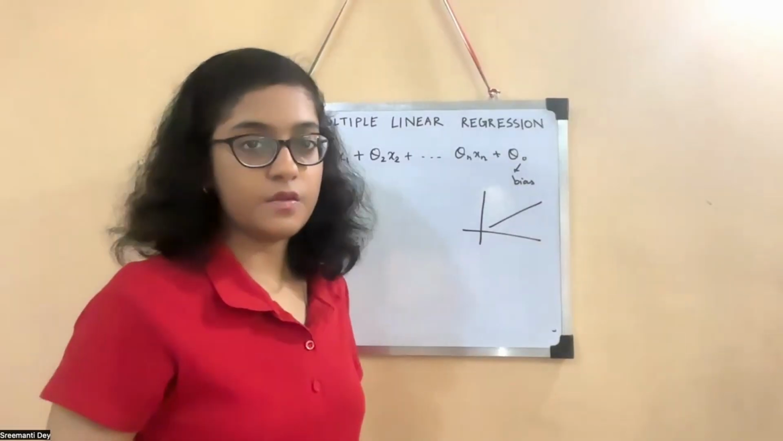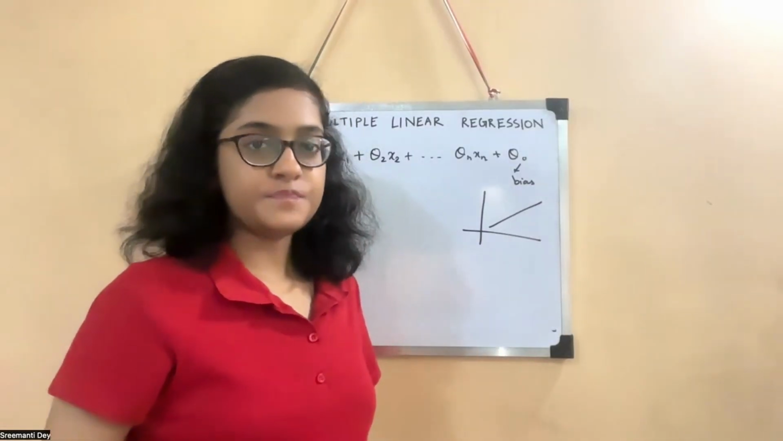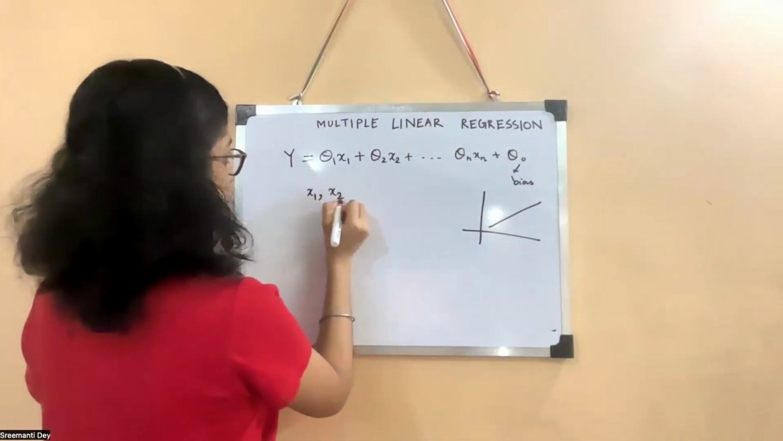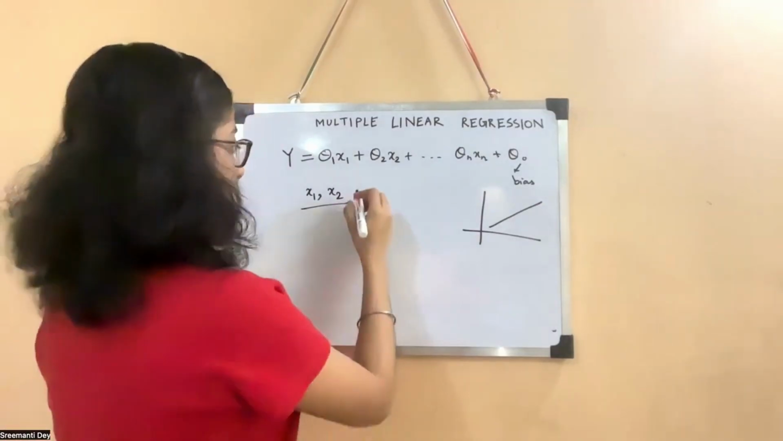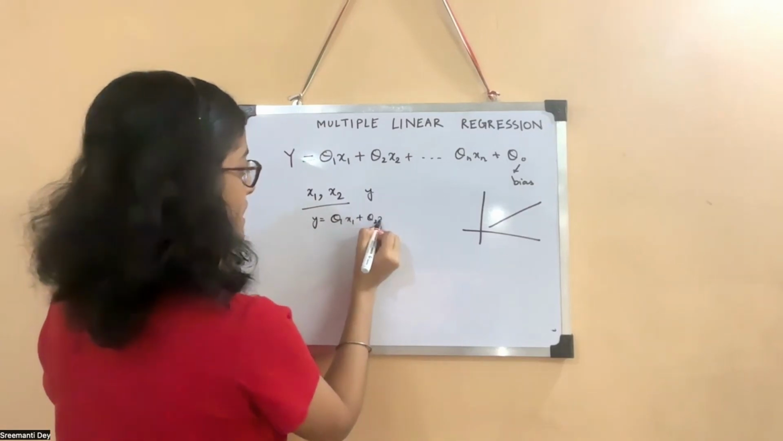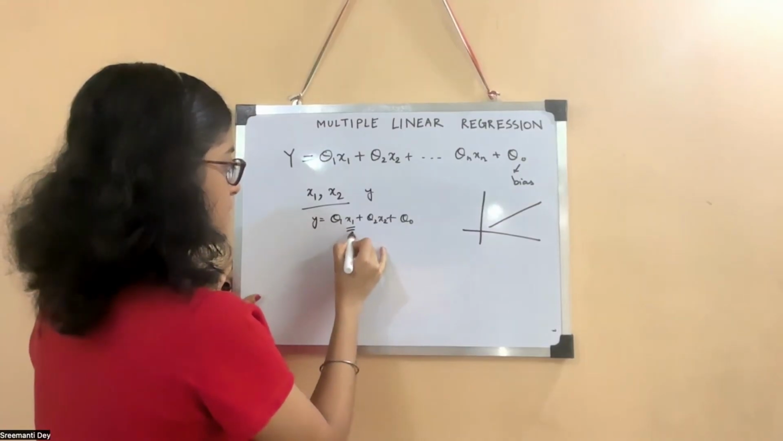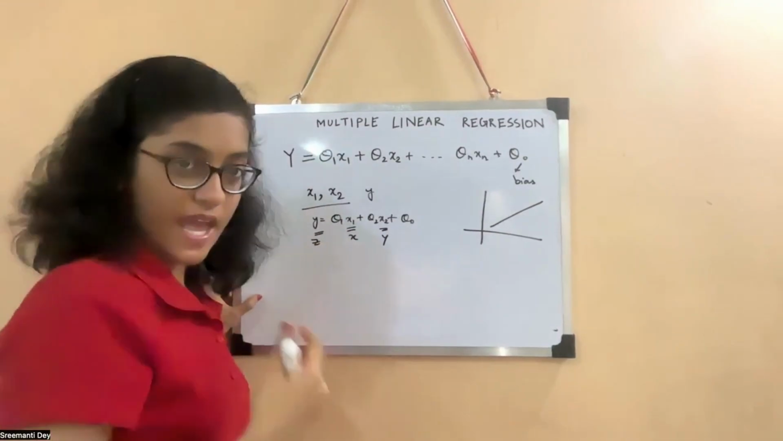This would be a line, y equals mx plus c or ax plus b. Now, if it's multiple, suppose we have x1 and x2, right? And we have y. So y would be theta 1 x1 plus theta 2 x2 plus theta 0. So now let's denote this as x, this as y, and this as z according to the axis.